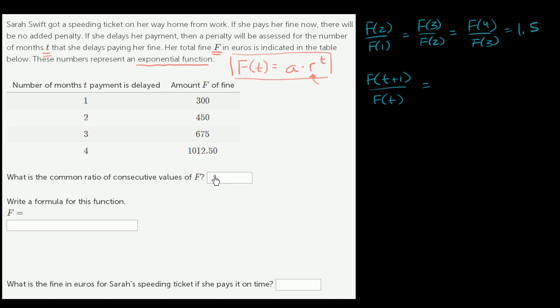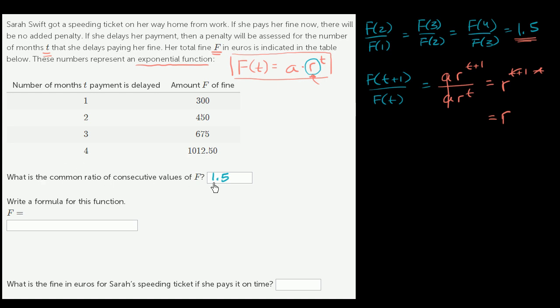And just to make it clear why this r right over here is called the common ratio, let's do this general form. So f of t plus 1, well, that's just going to be a times r to the t plus 1 power. And f of t is a times r to the t power. So what is this going to be? This is going to be r to the t plus 1 minus t, which is just going to be equal to r to the first power, which is just equal to r. So this variable r is going to be equal to this common ratio.